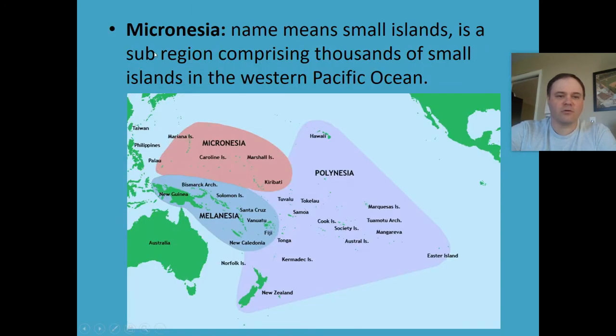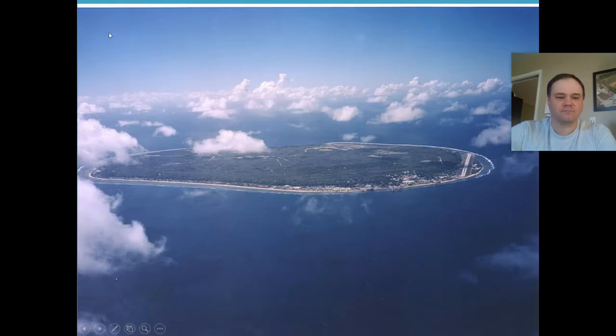And then you have Micronesia, which means small islands. Micro, like microscope, microscopic. All right, it is a subregion comprising thousands of small islands in the western Pacific Ocean. That would probably be considered a low island.